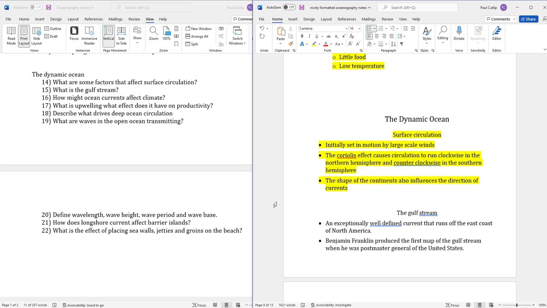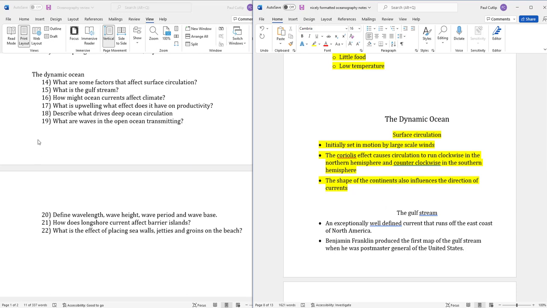Anyway, Coriolis effect, of course, happens because the Earth is spinning. It deflects things in the northern hemisphere to the right and the southern hemisphere to the left. This produces generally clockwise circulation in the northern hemisphere and counterclockwise circulation in the southern hemisphere. The other thing, of course, is the continents, right? The water's not going to run up on land just because the Coriolis effect says it needs to be turning right. So the continents also affect the movement of this surface circulation.